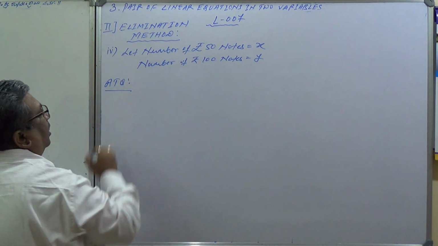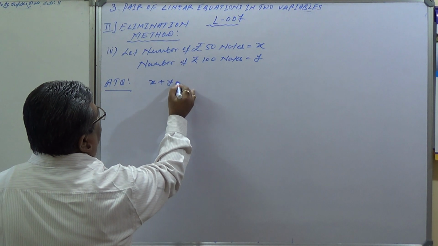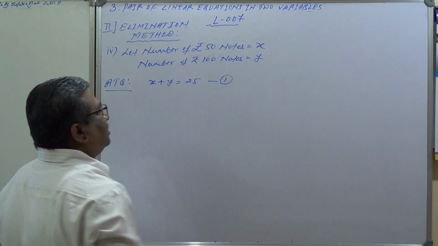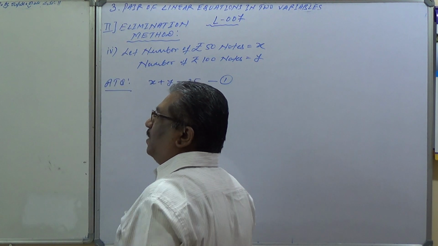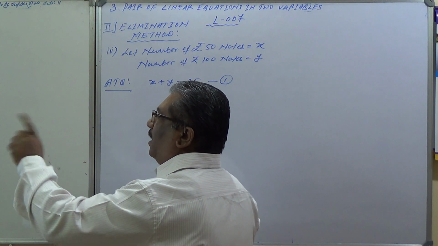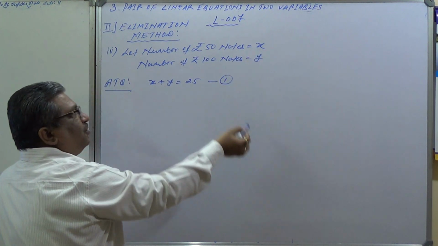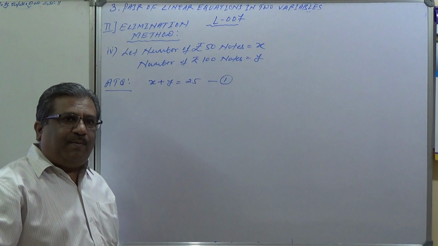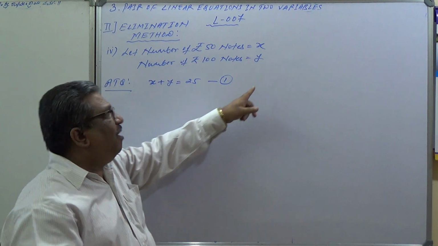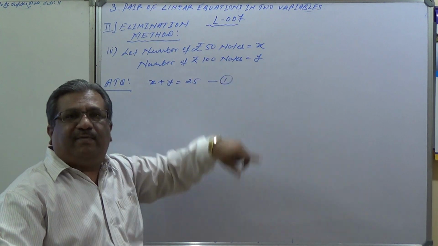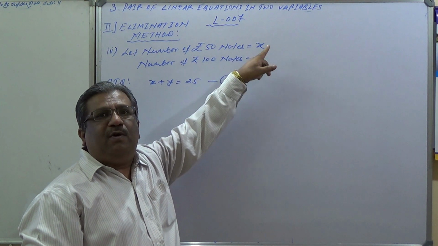According to the question, how many total number of notes she received? Total of 25. x plus y equals 25. Tag this as 1. Also, it says she withdrew rupees 2000 in terms of rupees 50 and 100 notes. For example, if she receives x number of notes of rupees 50, what is the total amount? 50x. If she receives y number of notes of rupees 100, what is the total amount? 100y. For example, if she receives 2 notes of rupees 50, it is 50 into 2, which is 100.